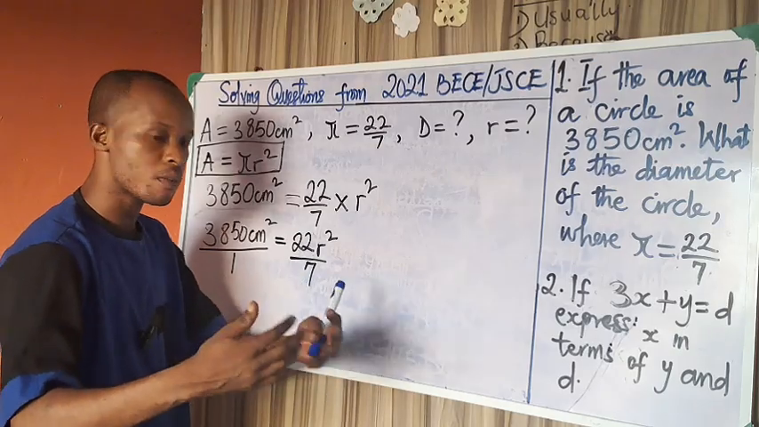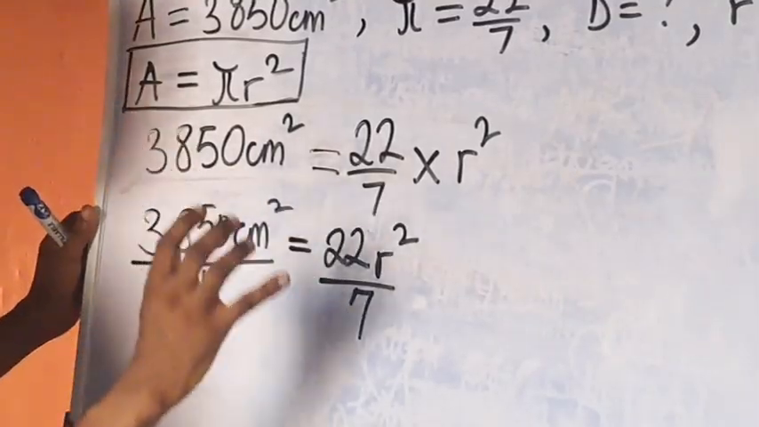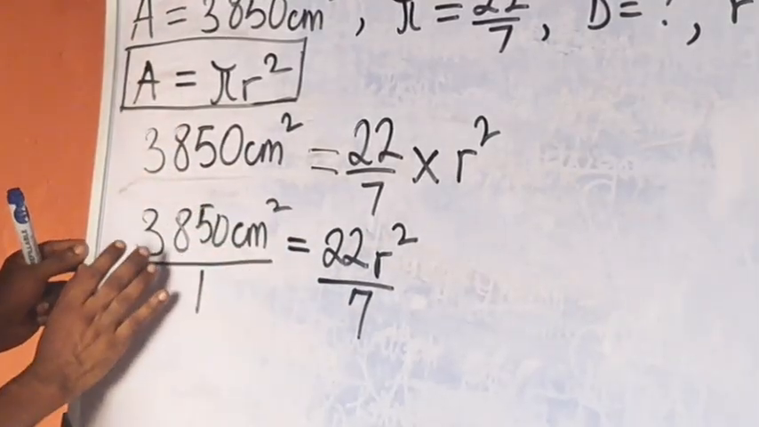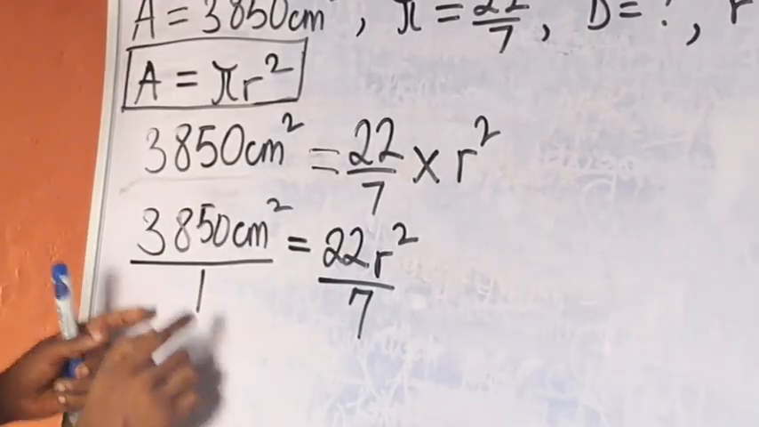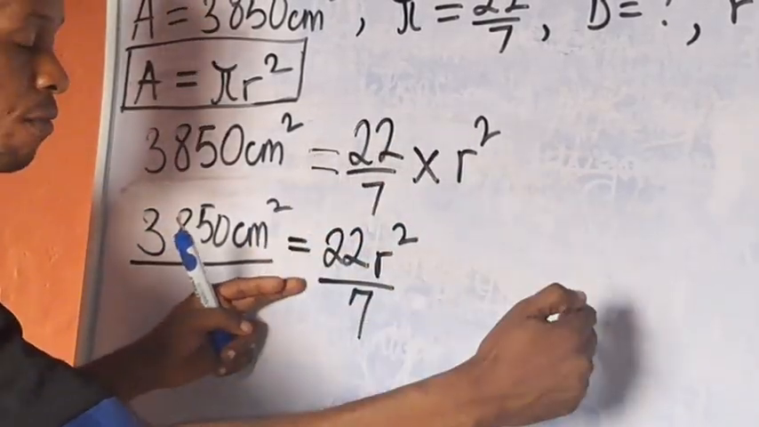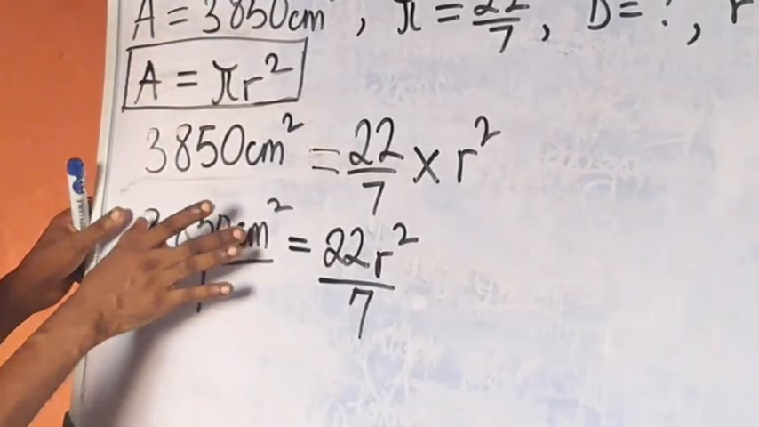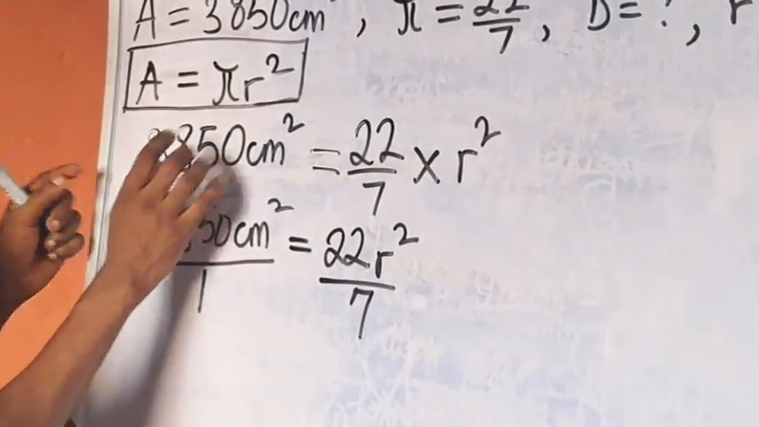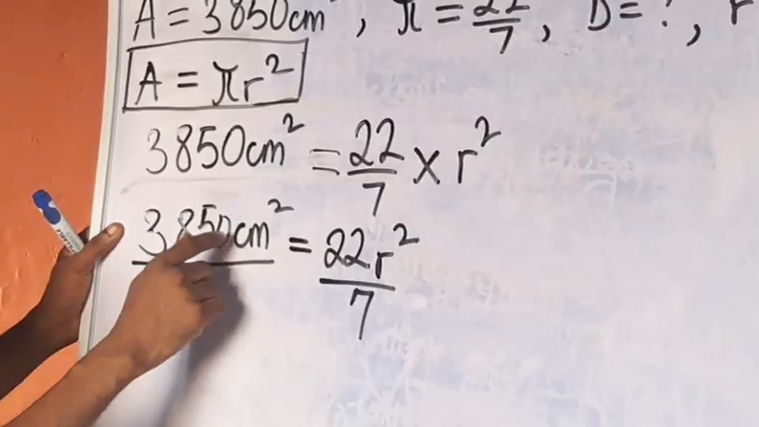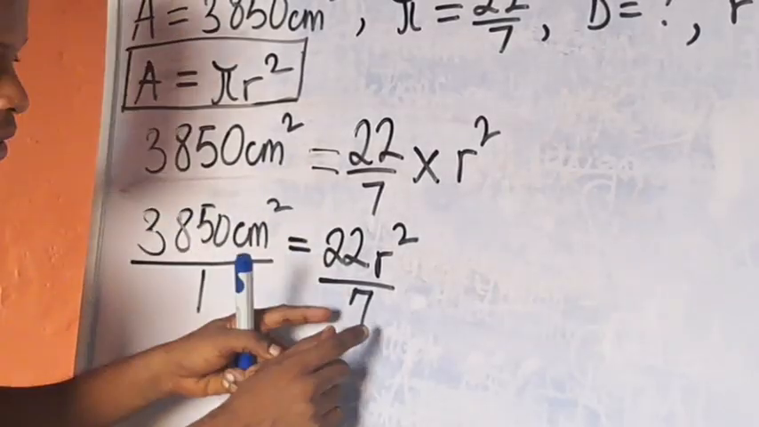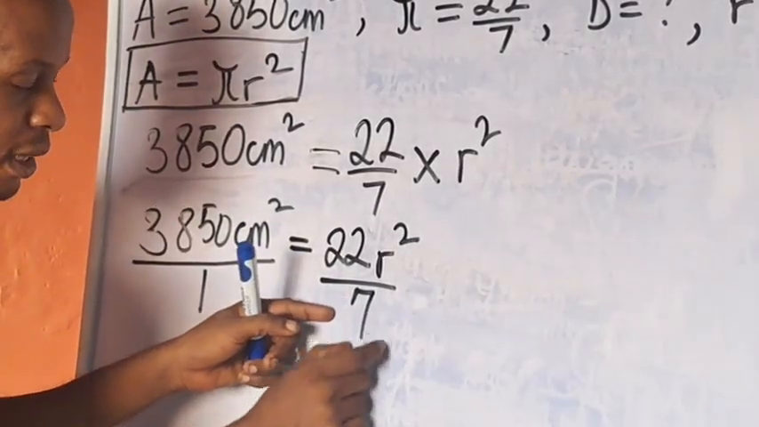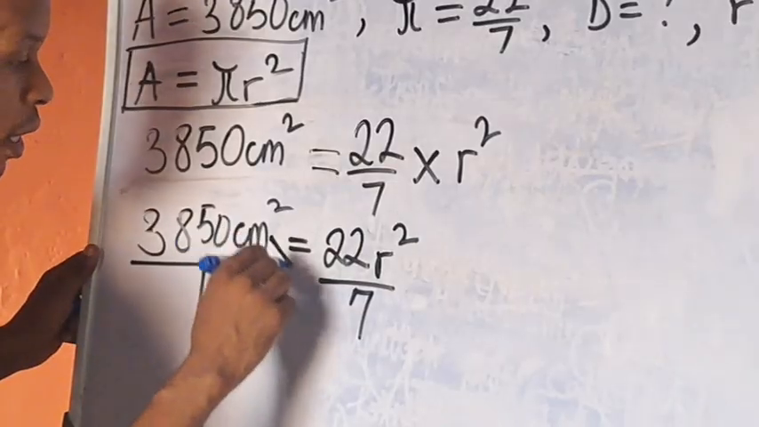How do we do the cross multiplication? We will multiply from the left side of the equation. We have a numerator and denominator, and on the right side of the equation we also have a numerator and a denominator. We are going to multiply the numerator of this side of the equation, which is 3,850 centimeters squared, by the denominator of this other fraction here, so this way.